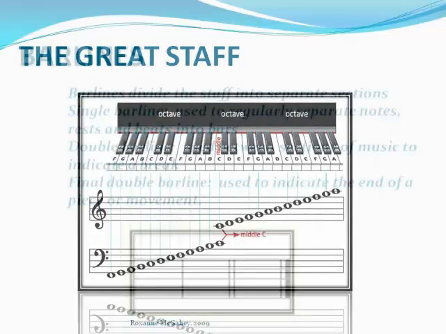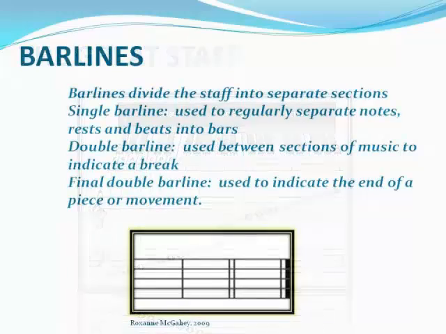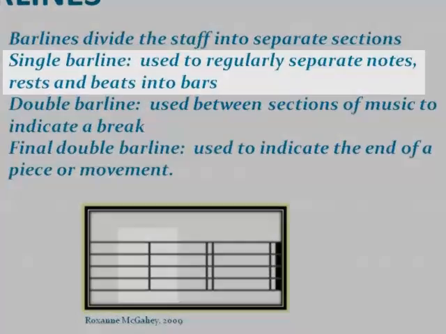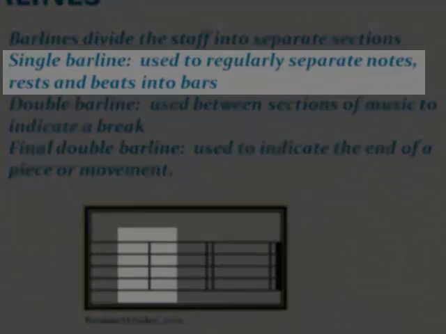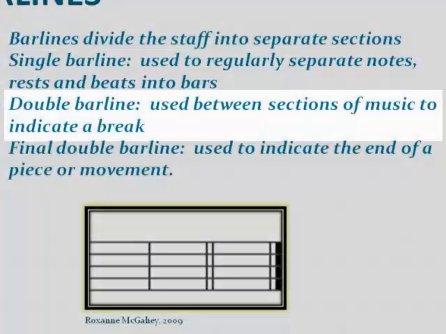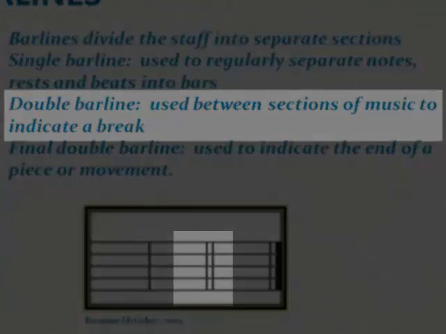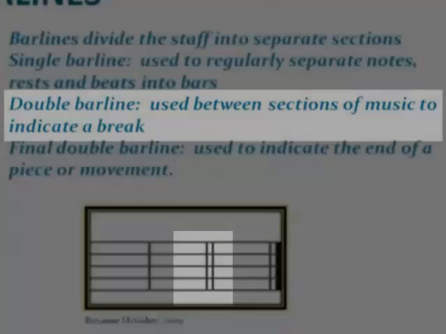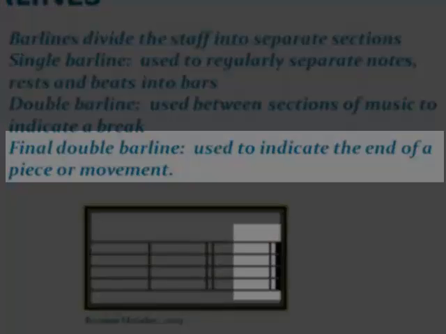We're all very familiar with bar lines because we see them all the time in our music. A single bar line is used to organize our notes and rests into bars or measures. A double bar line is used between sections of music to indicate a break. The final double bar line has a thick line and a thin line. This means that you have finished the piece or the movement.